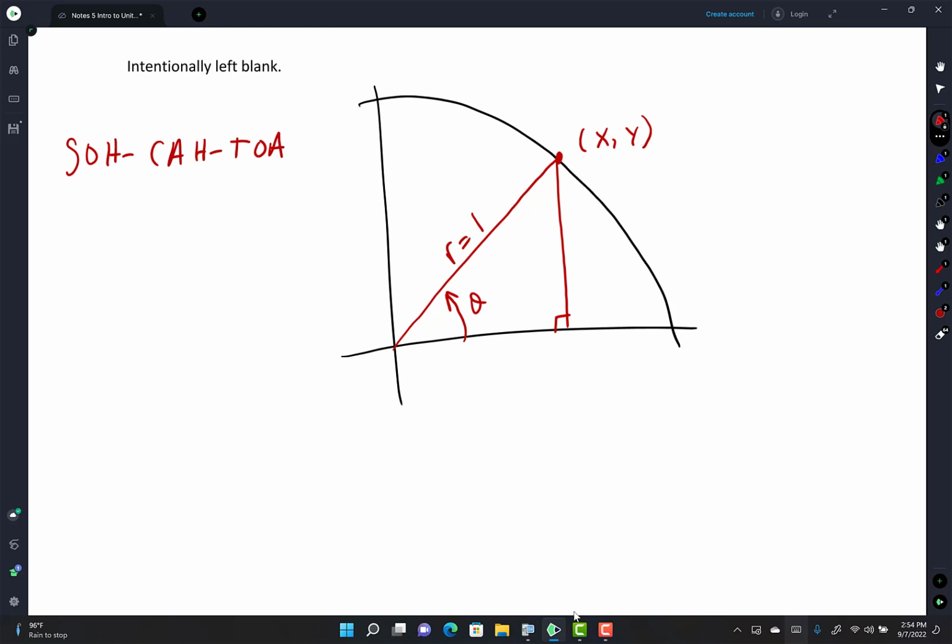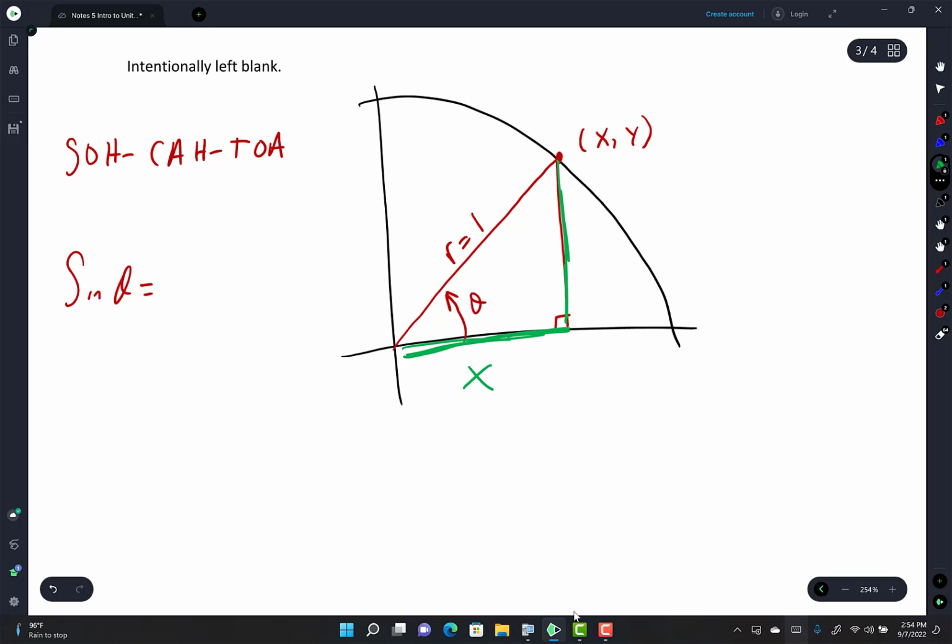It's just an acronym. What this acronym tells me is that sine of some angle is opposite over hypotenuse. So here's my angle, opposite. Let's write these letters here. This distance here is an x distance, and this distance here is a y distance for that x, y. Do you guys agree? So sine is y over 1, which is just y. Yay or nay?